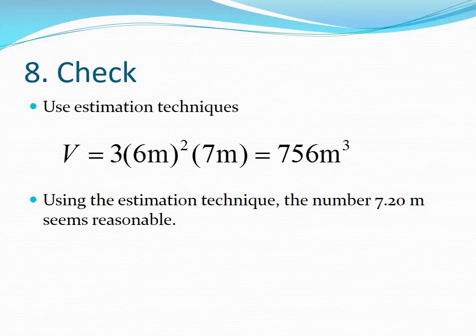Our final step is to give a quick check. Here we use an estimation technique. The radius is 6 meters, the height approximately 7 meters, and pi is about 3. So 3 times 6 meters squared times 7 meters yields 756 meters cubed. This is close to the original volume of 814 meters cubed, so our answer is reasonable.